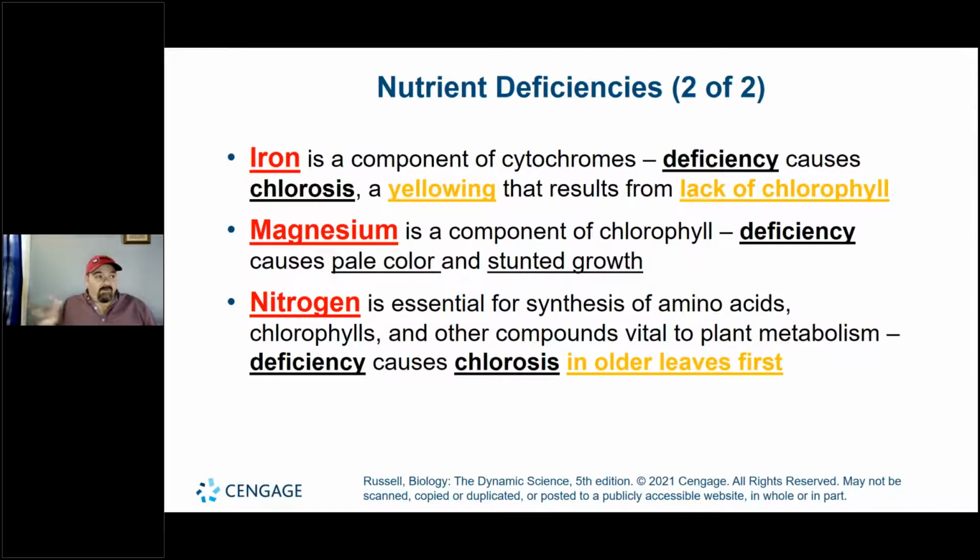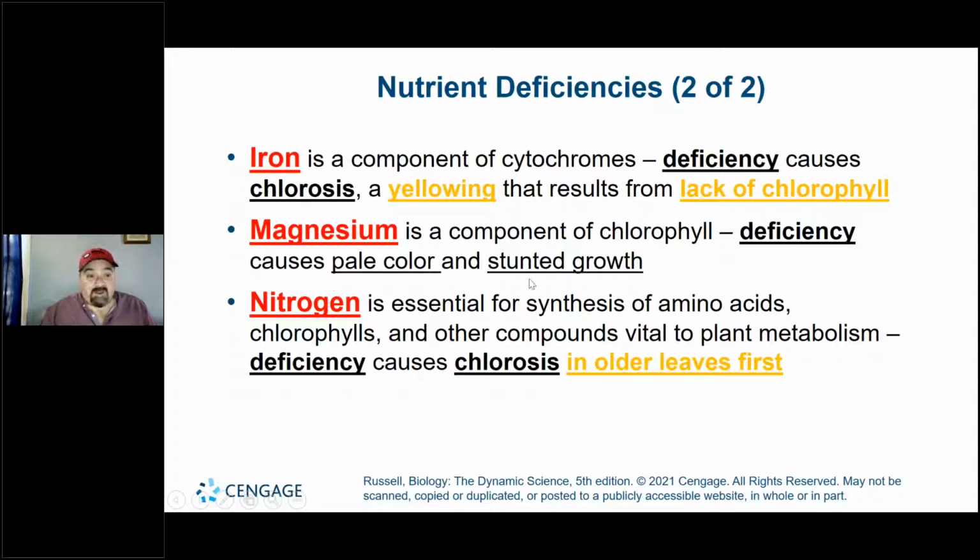So primarily what we're seeing is green, right? But in the case of a deficiency of iron, it's going to create a yellowing, which results from a lack of chlorophyll, the actual pigment present in order to produce the coloration of our plants that we see as the green color. Magnesium, also a component of chlorophyll, right?